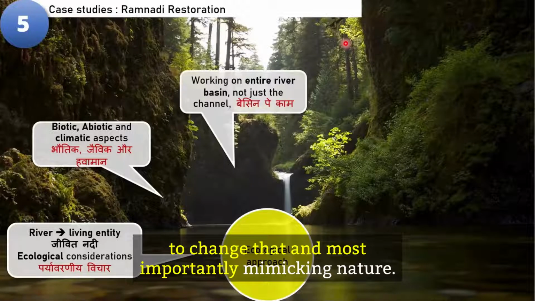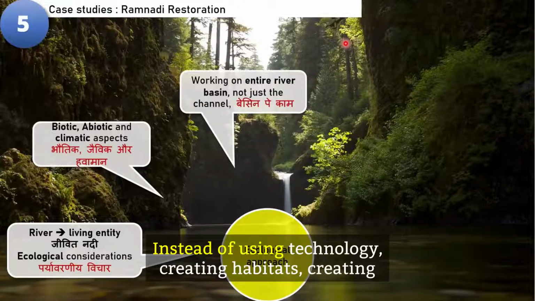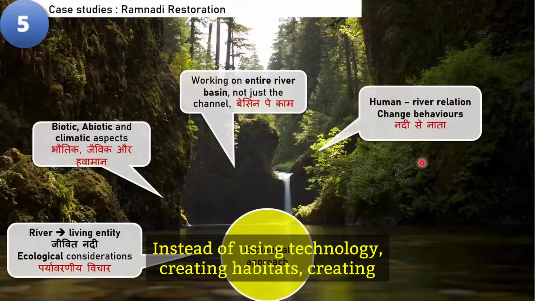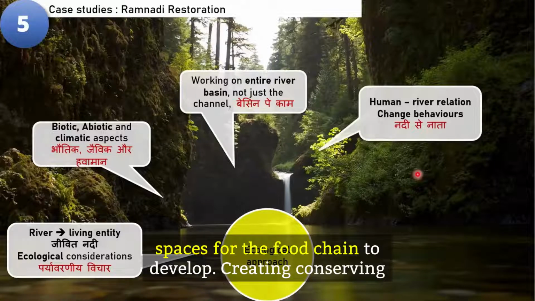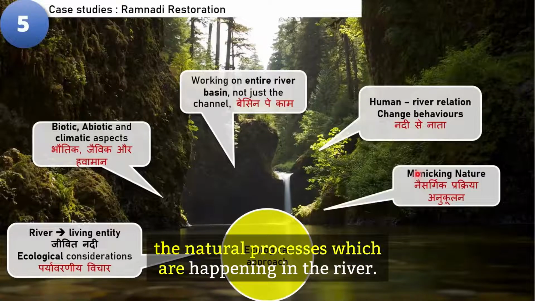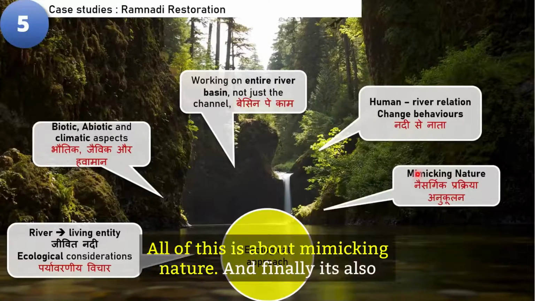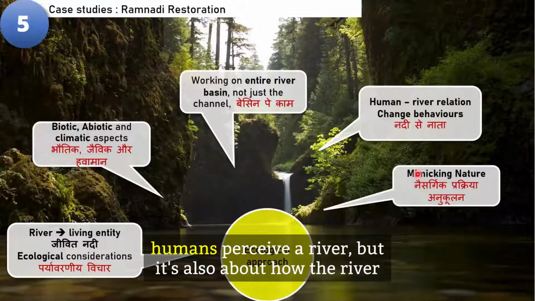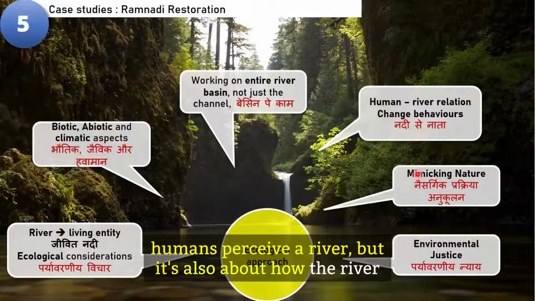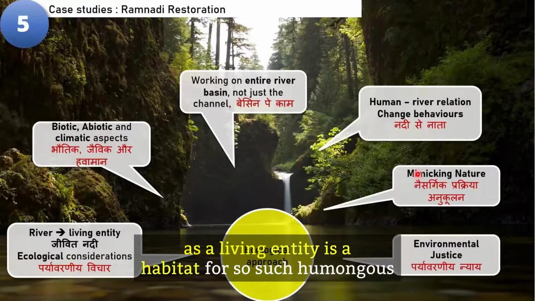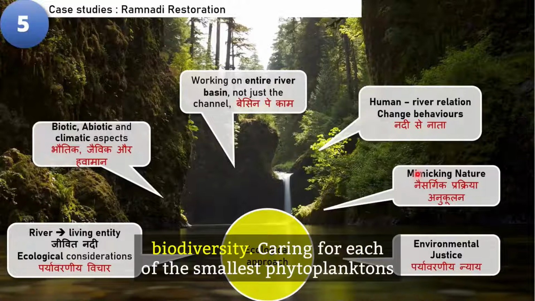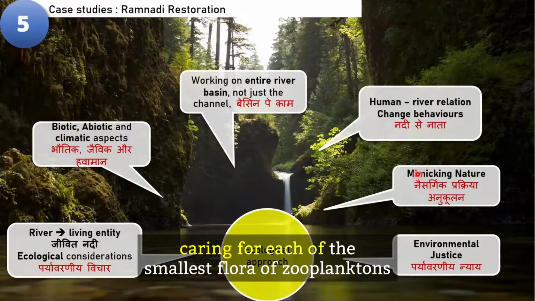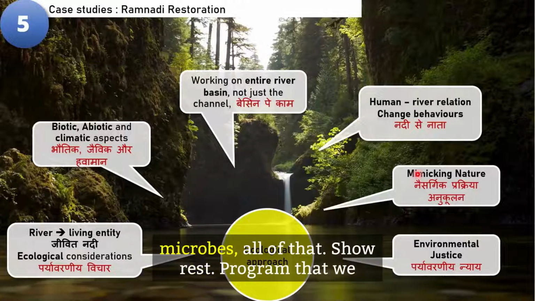And most importantly, mimicking nature instead of using technology: creating habitats, creating spaces for the food chain to develop, conserving the natural processes which are happening in the river. All of this is about mimicking nature. And finally, it's also about environmental justice. It is not just about how humans perceive a river, but also about how the river as a living entity is a habitat for such humongous biodiversity. Caring for each of the smallest phytoplanktons, flora, zooplanktons, microbes, all of that.